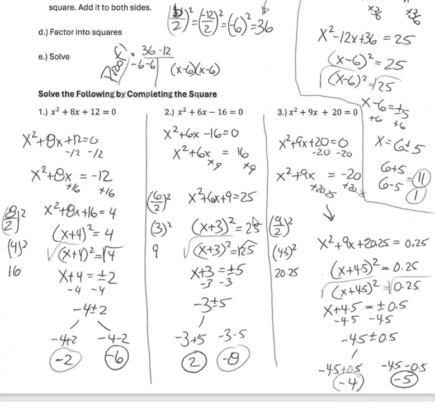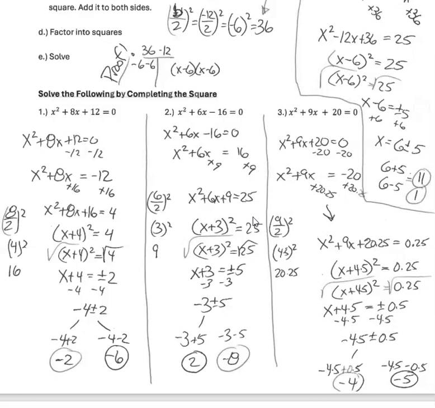So on the first one, 12 is not the magic number. Half of 8 is 4, and 4 squared is 16, not 12. So that is not what we actually want there. So I get the 12 to the other side. Then I say, what is the magic number that would complete the square? Half of 8 is 4, 4 squared is 16. So I add 16 to both sides. You now have something that will factor beautifully, and the other side is now a 4.